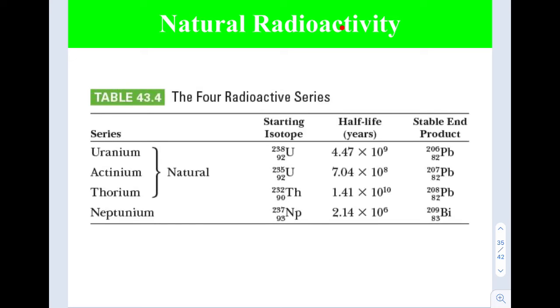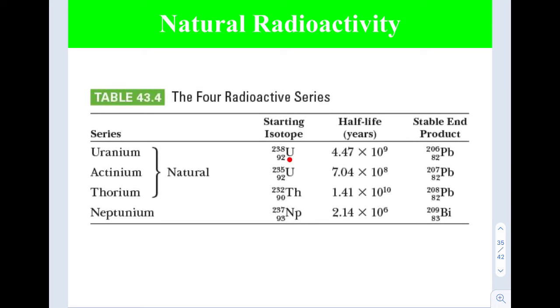For radioactivity, actually we have two kinds. It could be natural radioactivity, which by nature is created by Allah Ta'ala, and also artificial radioactivity. For natural radioactivity, we have the uranium series, actinium series, and thorium series. So this happens naturally, right?